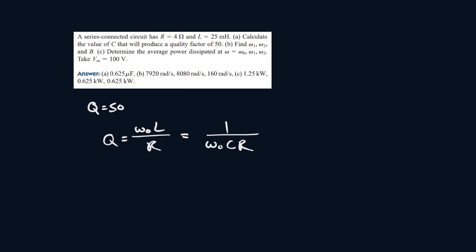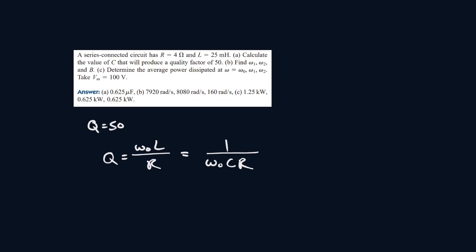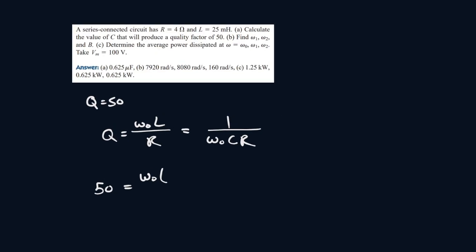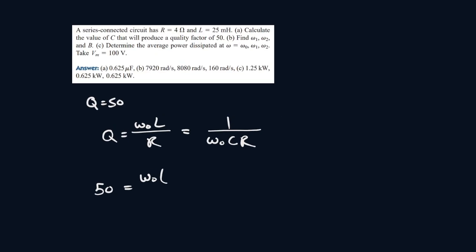So we're not really given omega O, or wait, are we? No. Okay, so let's solve for omega O first using this formula. So we know quality factor is 50. We're trying to search for omega O. You know the inductance is 25 millihenries, so 0.025 henries, and resistance is 4 ohms. So omega O, that is 8,000 radians per second.